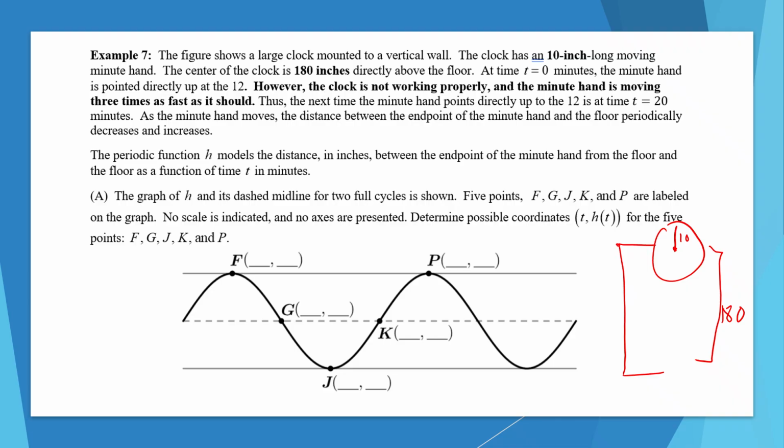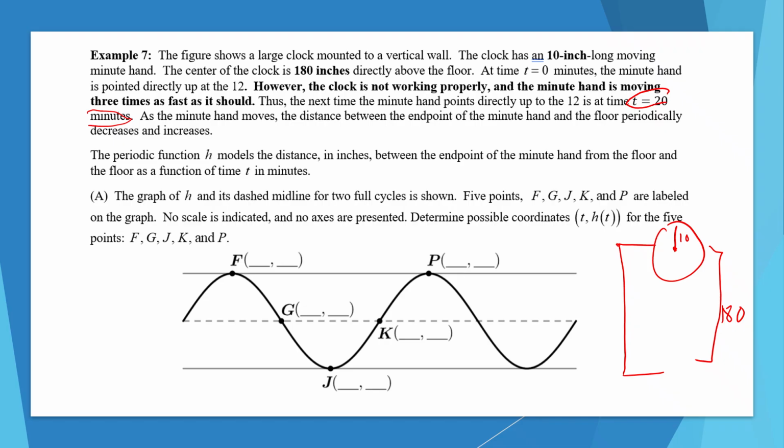However, and this is the key, the clock is not working properly, and the minute hand is moving 3 times as fast as it should. So the next time the minute hand is pointed directly up at the 12 is at t equals 20 minutes. As the minute hand moves, the distance of the end point of the minute hand to the floor decreases then increases. And so let's work through our 7 steps and label what we need to label.